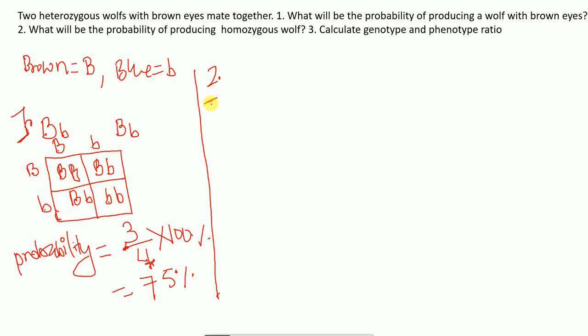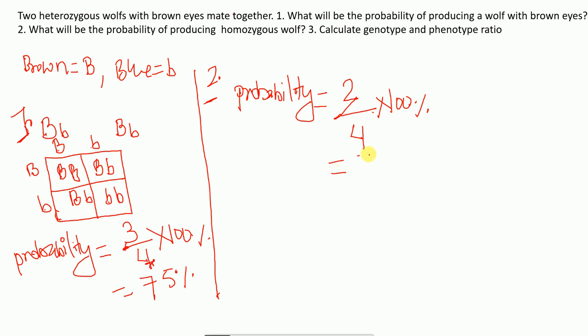So the probability of producing a homozygous wolf is that out of the 4 cases, in 2 chances we will produce the homozygous wolf. So 2 out of 4 multiplied by 100 percentage, which equals 50%. So 50% will be the probability of producing a homozygous wolf. And now coming to question number 3.